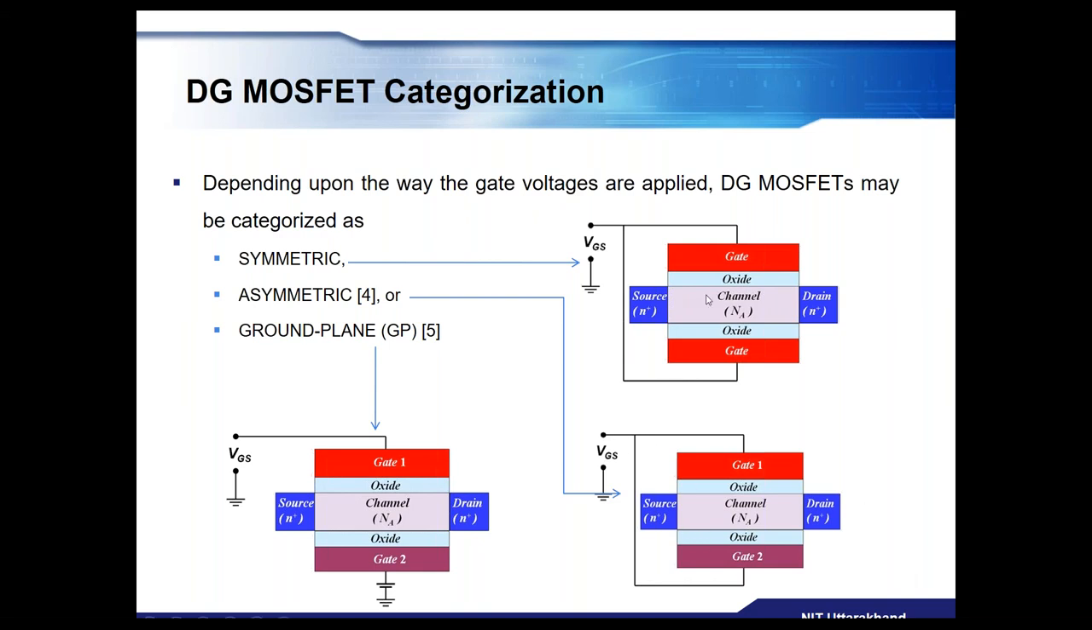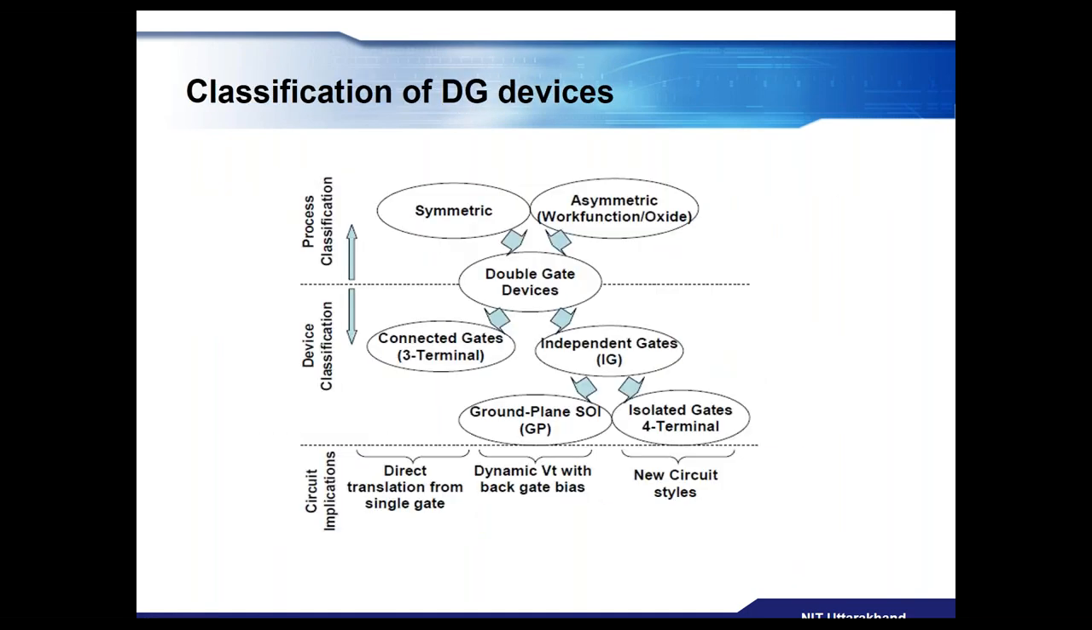You can also use a symmetric one, but with a four terminal device, like front gate, back gate, and source and drain. So this can also act as a four terminal device. So that is the classification.